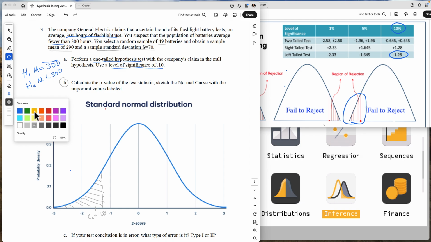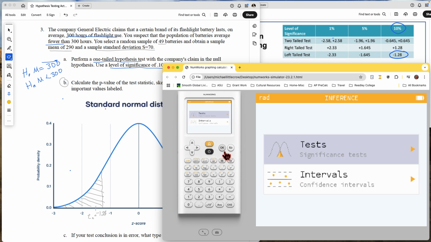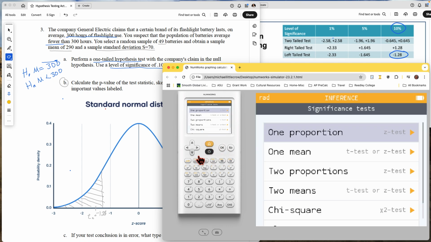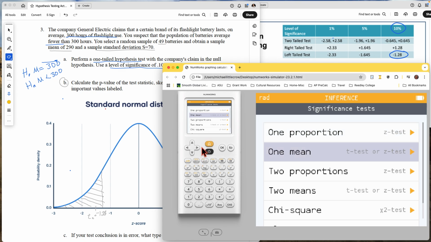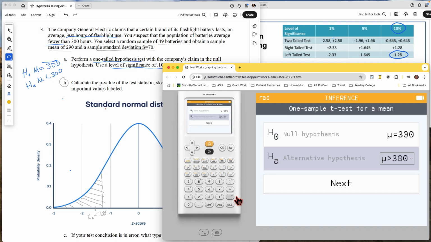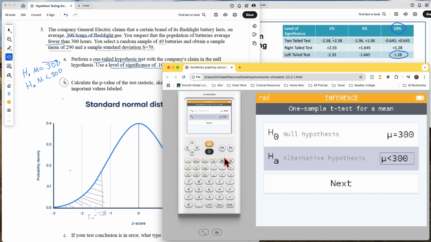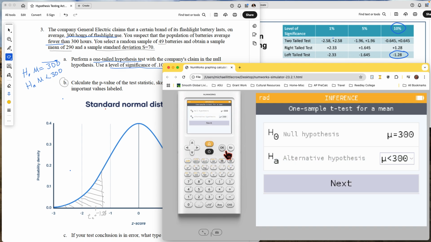I'm going to change color to the nice golden one. We're going to calculate that test statistic. So we come to inferences, and we're doing tests. We're going to do, this is a mean. It's not a proportion yet. It's not a percent. And we're going to do a t-test. We have 300 hours as our null hypothesis, with the alternate hypothesis being the mean is less than 300, so that we get a left-tailed test.